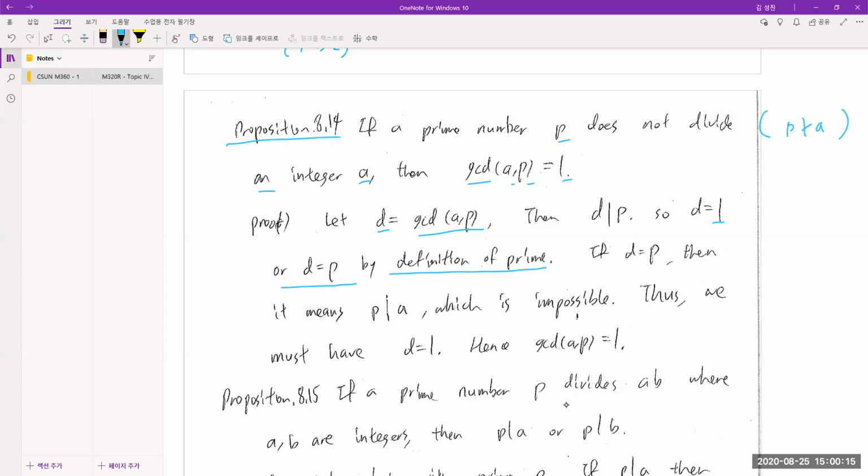If D equals P, then P must divide A, which is impossible because we are assuming P does not divide A. So we must have D equals 1. Therefore, the GCD of A and P, D, must be 1.